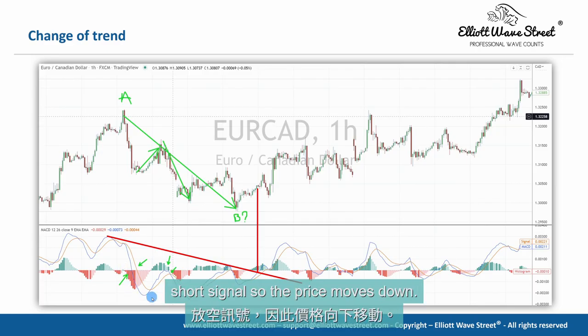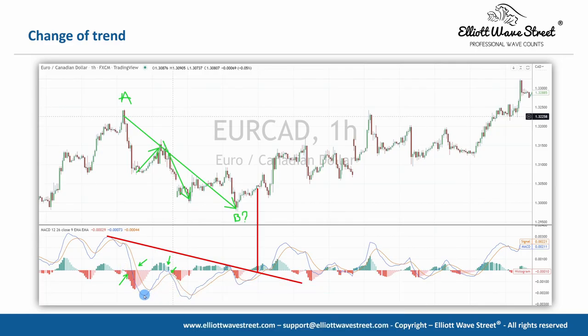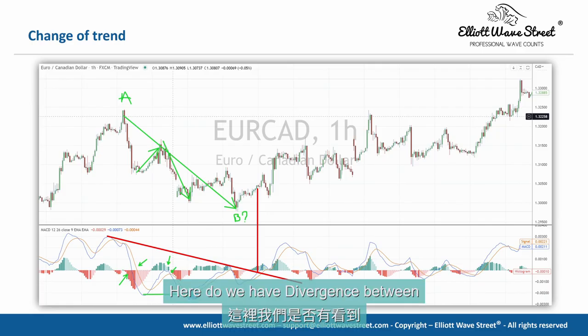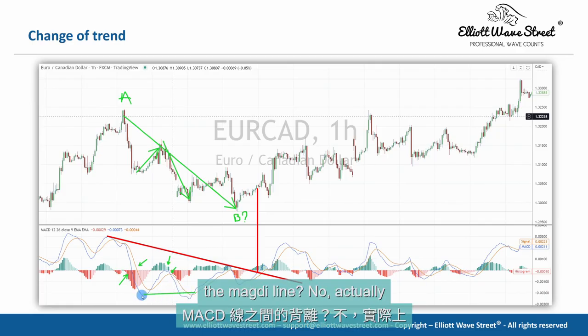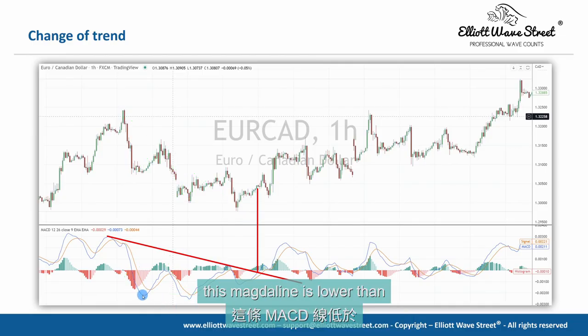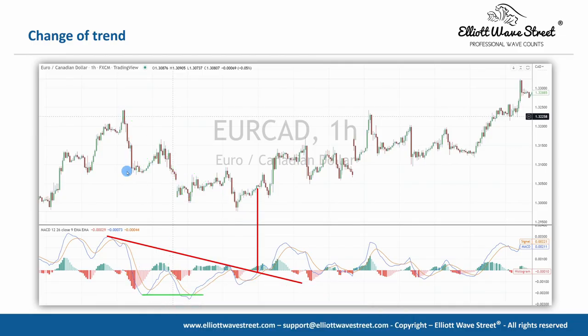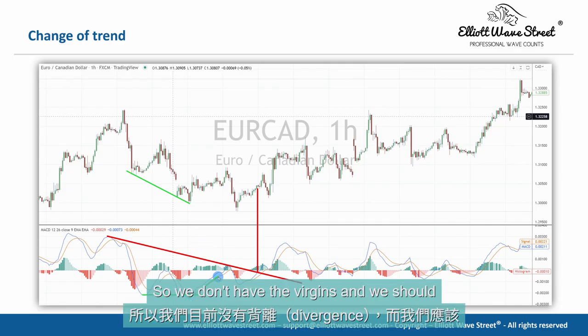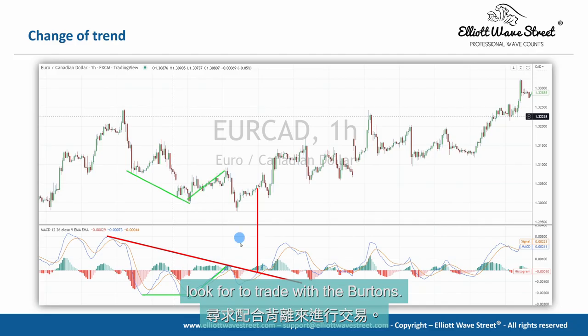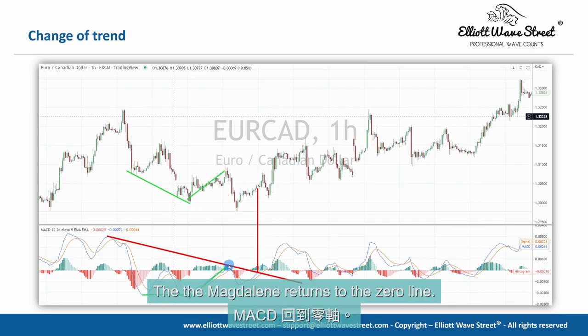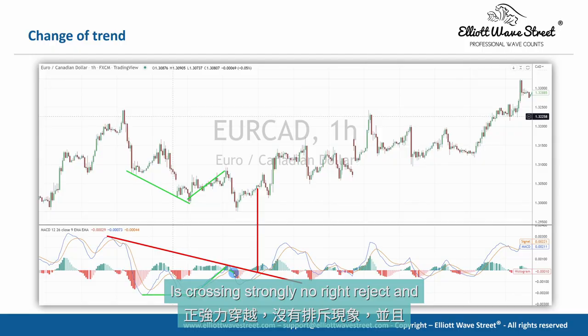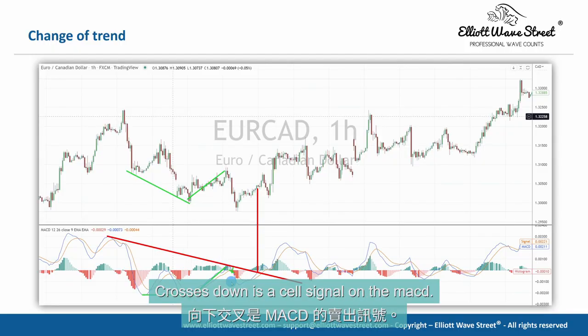Okay, great. Here, do we have divergence on the MACD line? No. Actually, this MACD line is lower than the previous one, so we don't have divergence, and we should look to trade with divergence. The MACD line returns to the 0 line. Is it crossing strongly? No, right? It rejects and moves down. It crosses down, a sell signal on the MACD. The price makes the low.